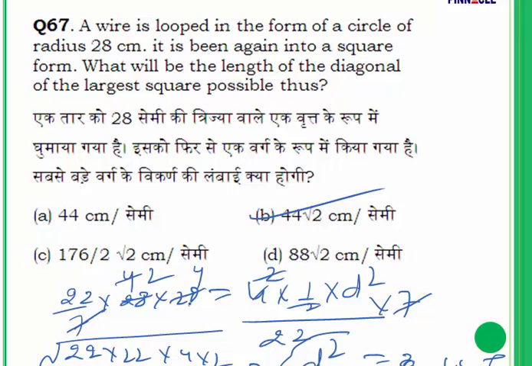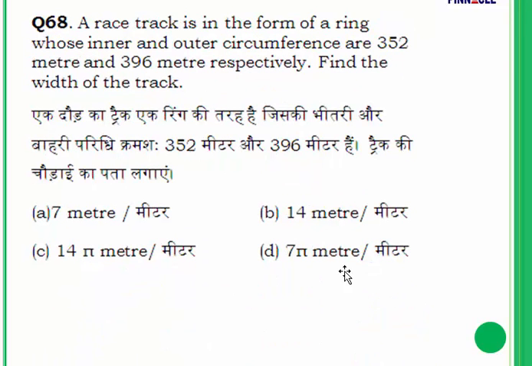Here we have used the trick, that is area of circle is always equal to 4 into area of square divided by pi, and area of square is 1 by 2 d square.